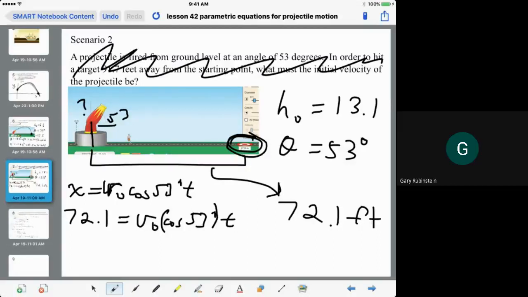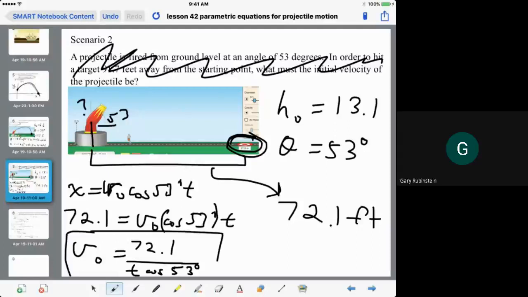And there's not that much I can do here because I have two variables. So what I'm going to do is divide both sides by t cosine 53 and get this: V0 equals 72.1 over t cosine 53. So I have a relationship between V0 and t.